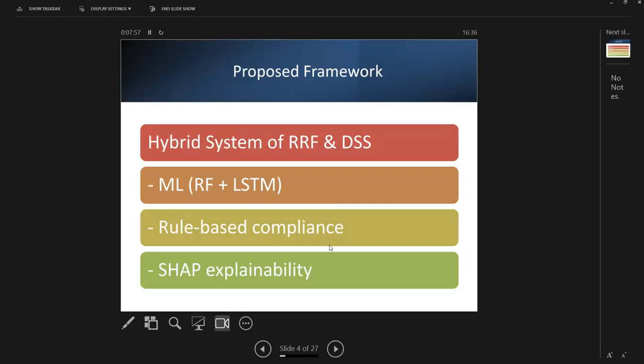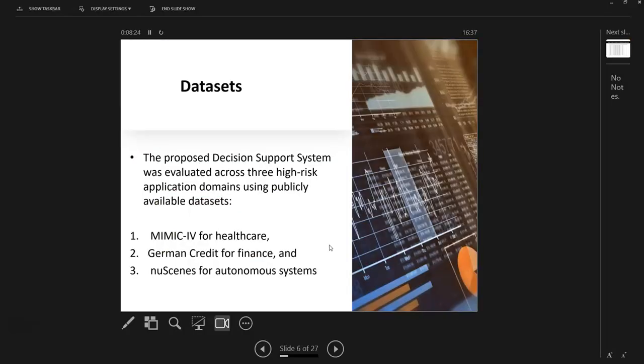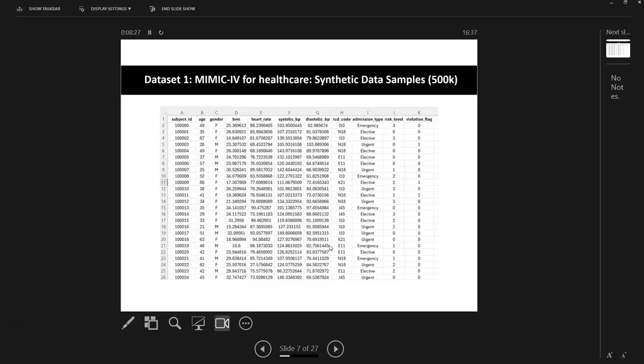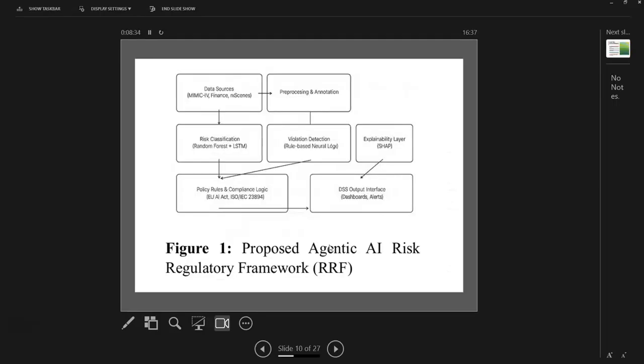We have tested some data sets in different domains with different kinds of algorithms in the context of machine learning. We have random forest and LSTM, and we also had rule-based compliance and SHAP explainability. There are three different data sets for healthcare, finance, and autonomous systems, and we use five-fold cross-validation. These sample sets are generated through synthetic data, compared with the original small data sets. This is the basic framework showing how the regulatory framework should be compliant with the findings of the risks associated with agentic AI.